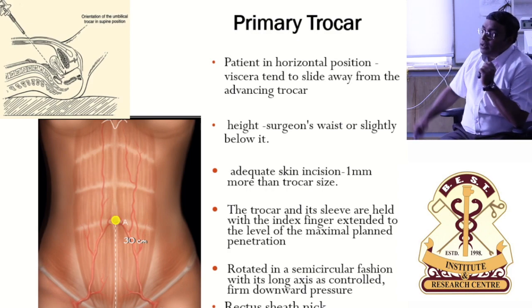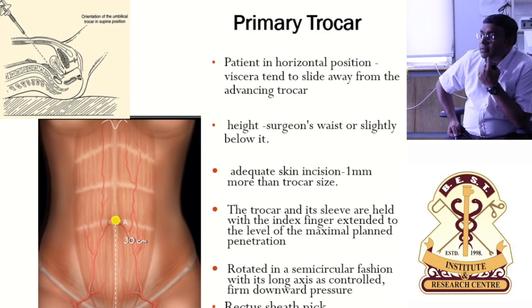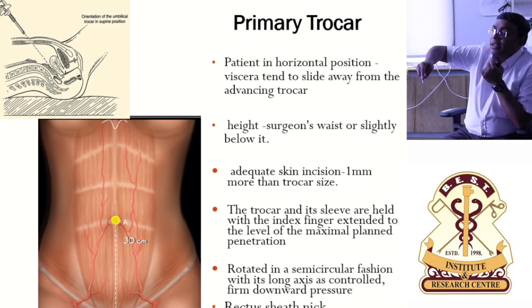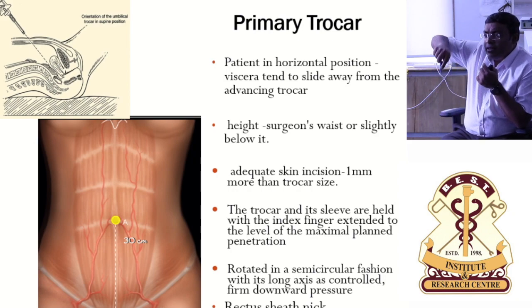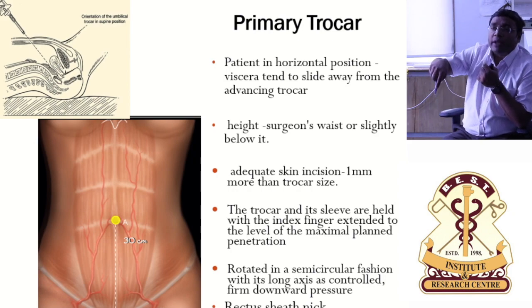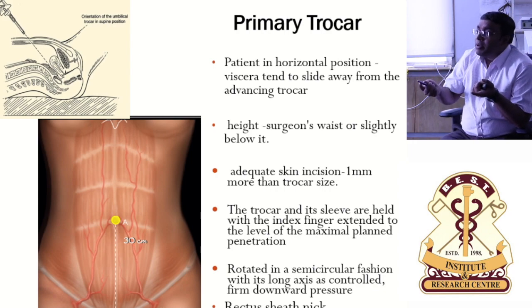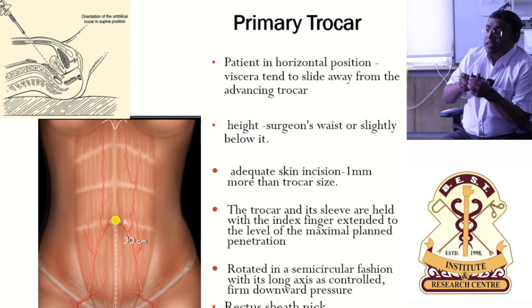Then how do you insert the trocar? Semi-rotatory. We don't want sudden entry. You are not stabbing anybody. You want a controlled entry into the abdomen. To have a controlled entry, a gentle, firm pressure is to be applied because the tip is sharp, it will help it. But that itself may not be sufficient for you to enter. So you keep doing semi-rotatory movement.